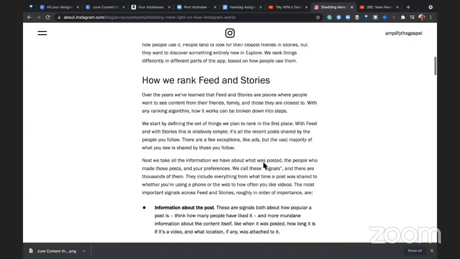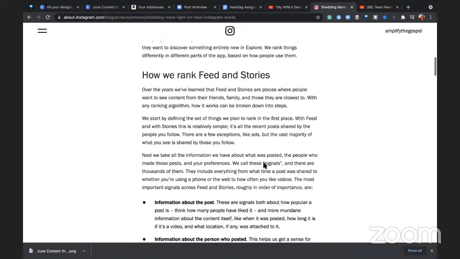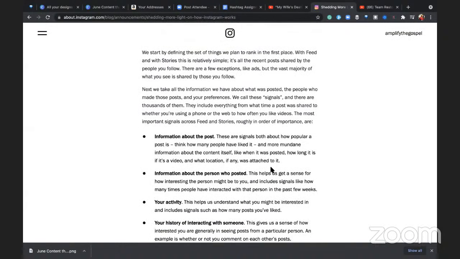All right, let's talk about these for a while, how we rank feeds and stories. Our focus has been on feeds. We need to move away from that for every single client. We need to move from feeds to feeds and stories. So yes, we always say create valuable content, but that's not enough. Information about the post, they call them signals, is a very good signal, but that's something we already do.